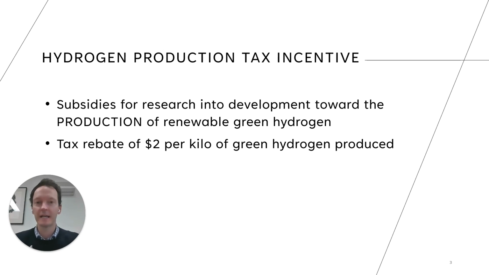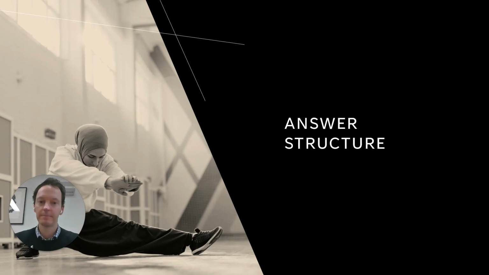The hydrogen production tax incentive broadly is subsidies for research and development towards the production of renewable green hydrogen. The government wants to incentivize firms to start to figure out how to make this form of energy. And they're doing that through a number of different vehicles, but the easiest one to remember and quite a potent one is they're providing a tax rebate of $2 per kilo of green hydrogen produced.